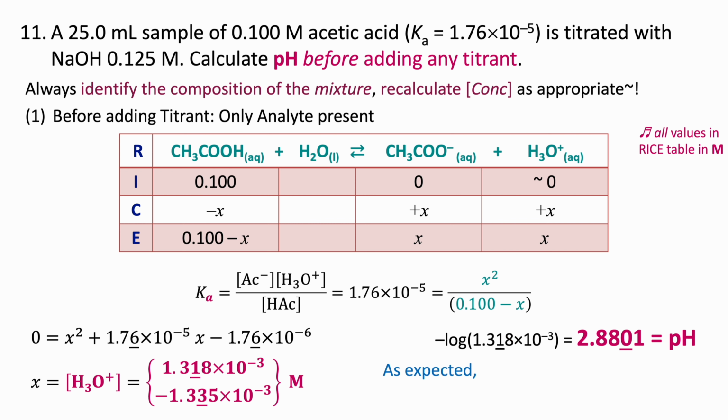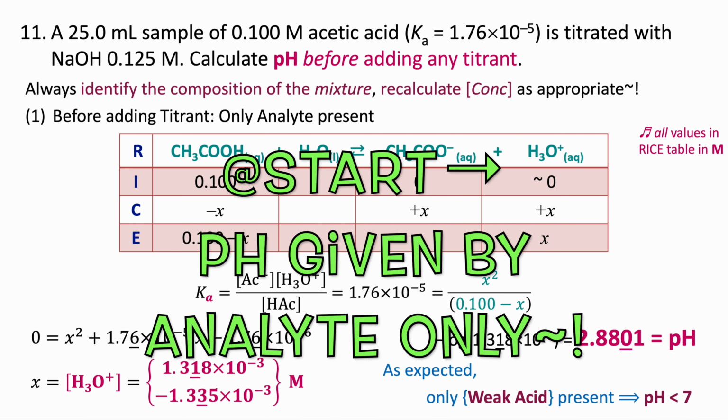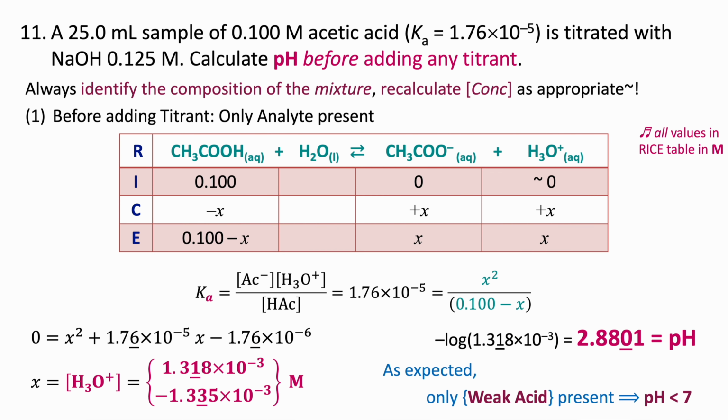2.88, and that's actually what we were expecting, because even though this is a weak acid, at the end of the day it's an acid. Since we only have that weak acid present, we're expecting the pH should be lower than 7. Okay, at the beginning of any titration, before any titrant is being added, the problem really is just the composition of your flask. In this particular example, that was a weak acid.